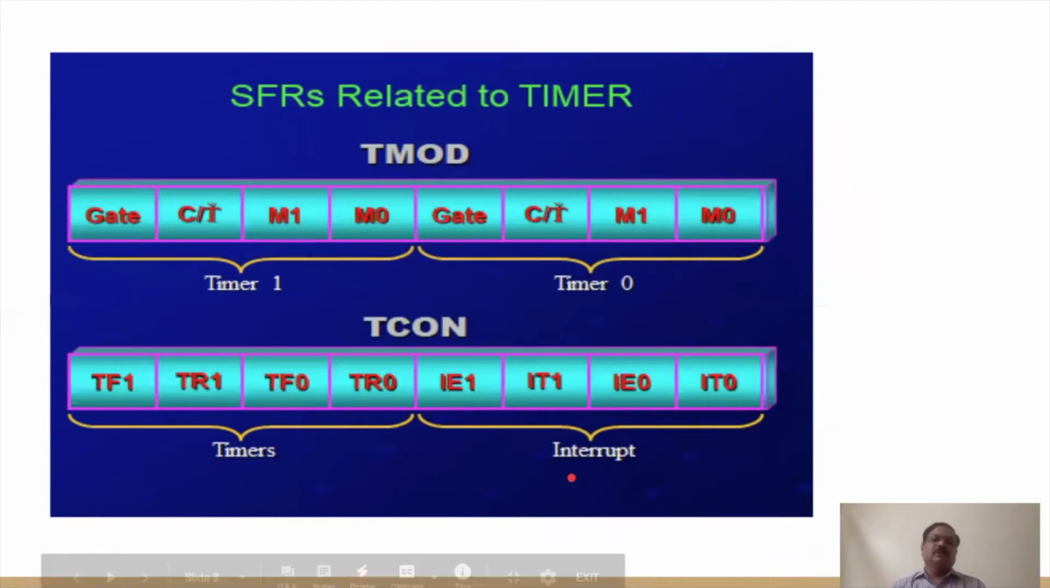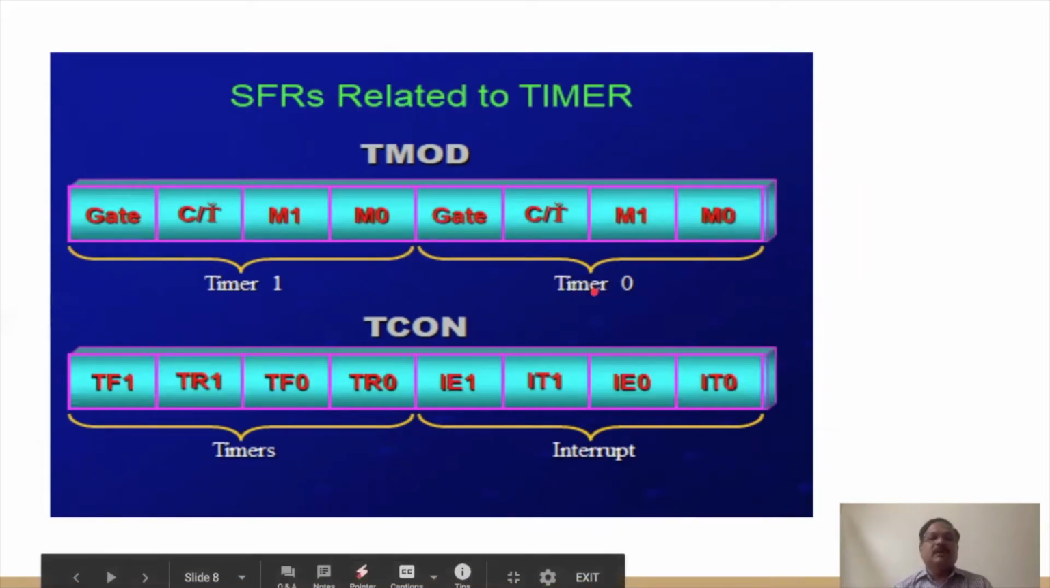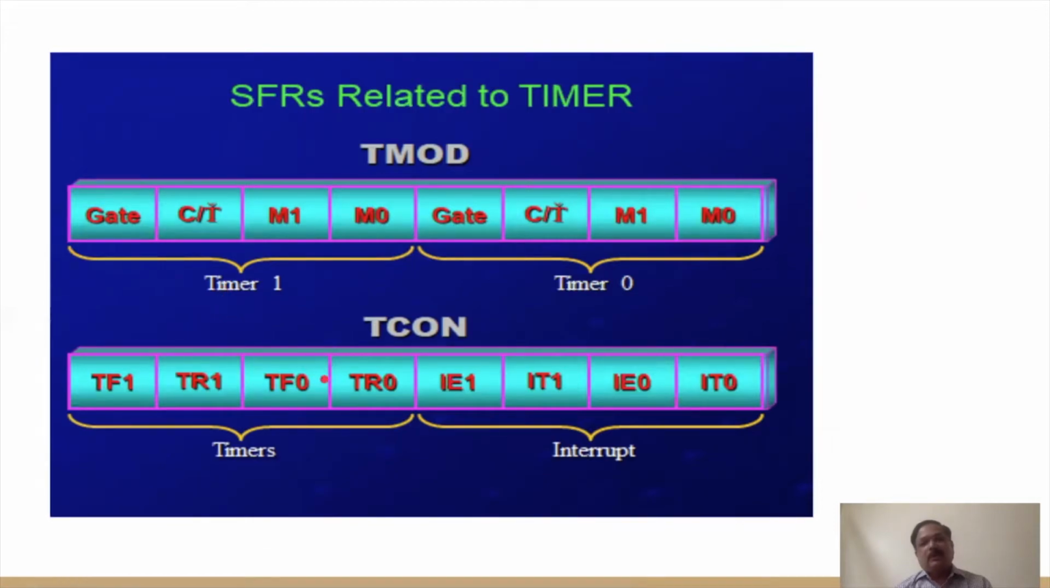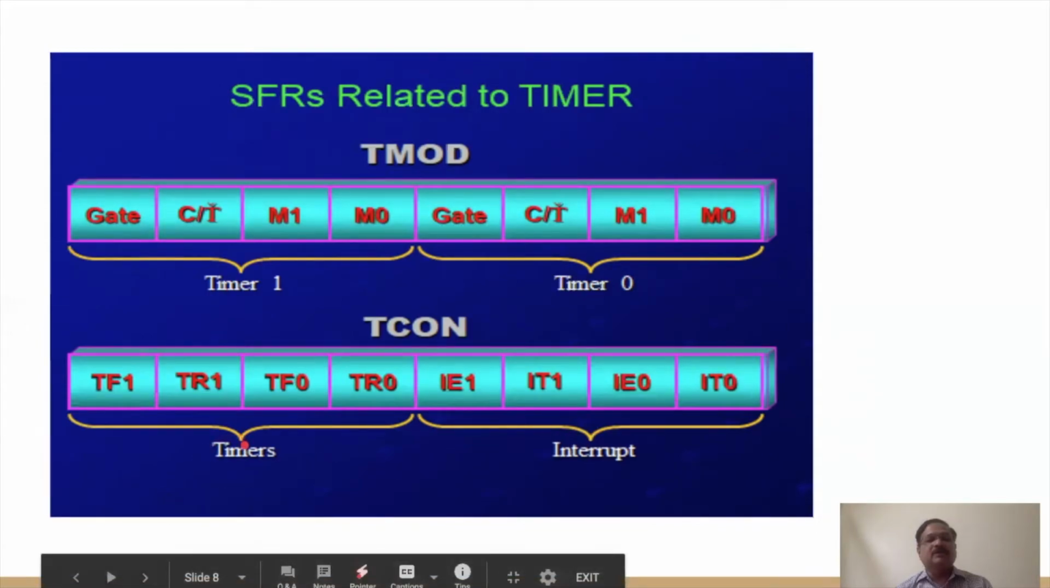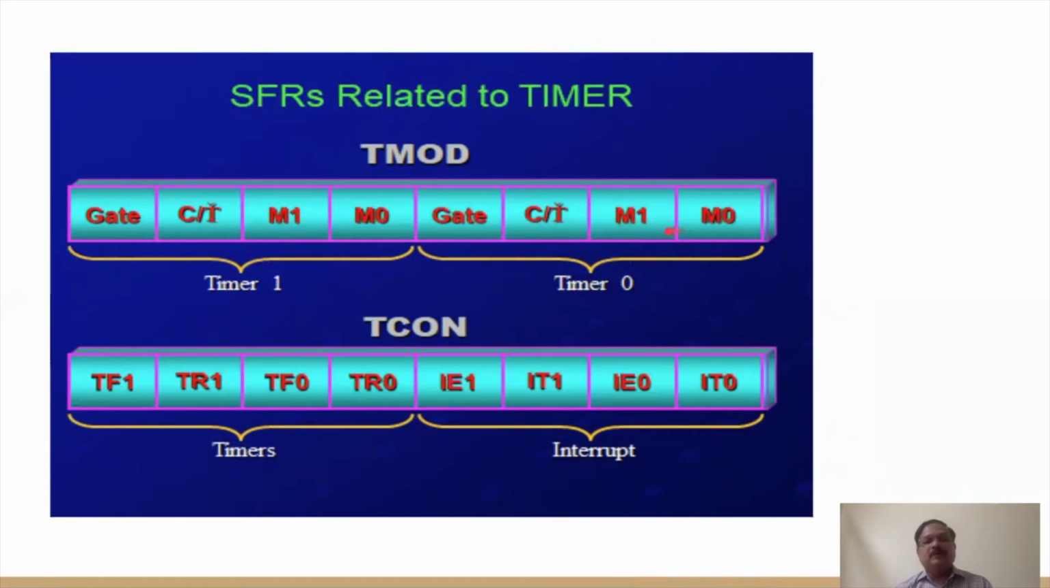Next, the SFRs related to timer counter, mainly TMOD and TCON. Here you can see the bit format for that. In the TMOD, the lower 4 bits are for timer 0 and higher 4 bits are for timer 1. In the TCON, the lower 4 bits are for the interrupts and the higher 4 bits are for the timers. Now here, M0 and M1 are used for selecting the mode. There are 4 modes: mode 0, mode 1, mode 2, and mode 3.